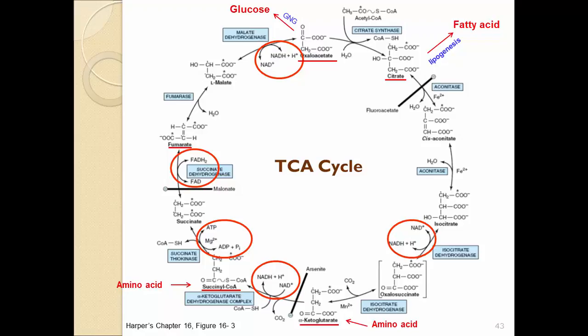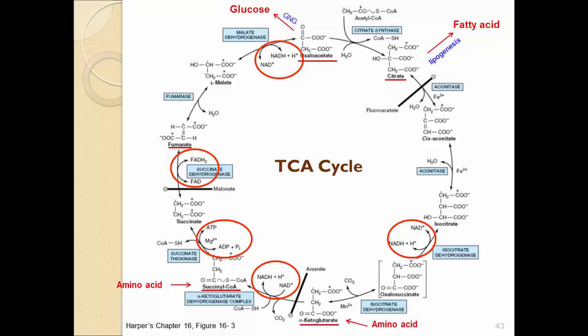So first, the function of the TCA cycle is to produce energy, right? To completely oxidize nutrients and produce ATP, NADH, and FADH2. This is one of the important functions.